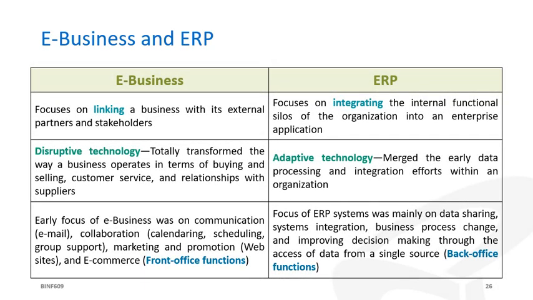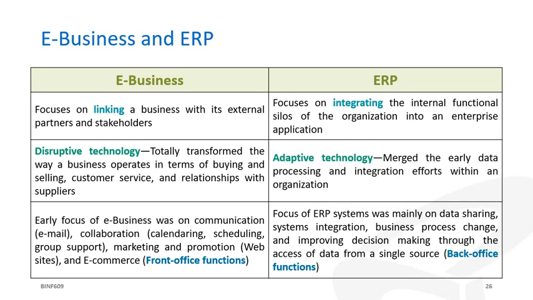Now, this table summarizes the 4 major reasons for saying that e-business and ERP systems are more of complementary technologies than competitive ones. First, e-business technology focuses on linking a company with its external partners and stakeholders, while ERP focuses on integrating the functional silos of an organization into an enterprise application. The e-business technologies, such as business to consumer and business to business, generally focus on market growth by selling products and services to new consumers and markets.